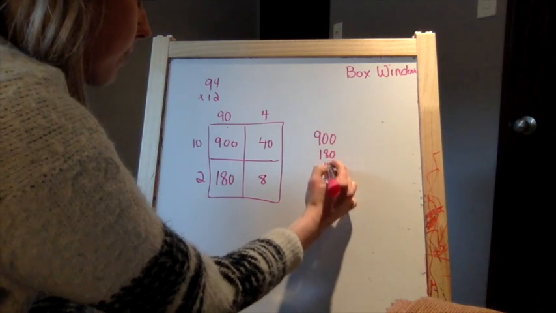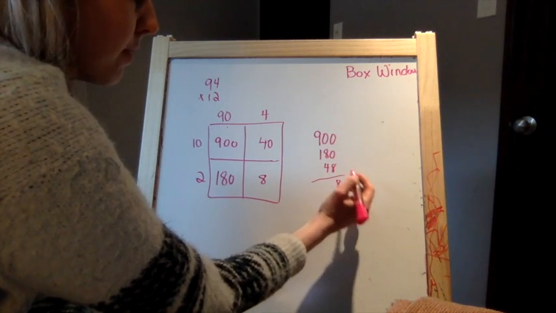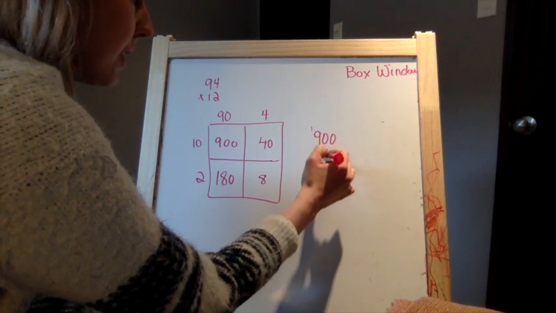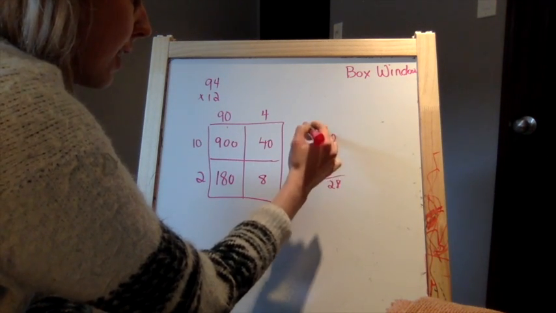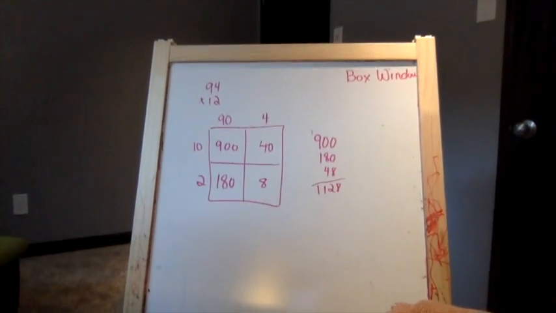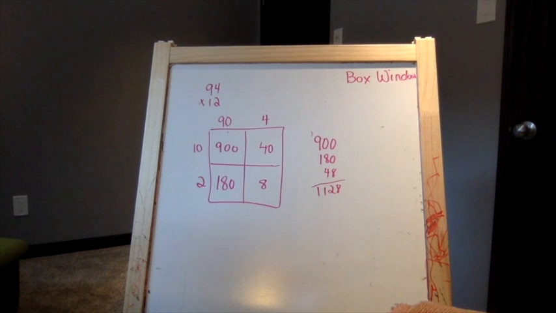So 8, 8 and 4, so that's 12, 9, 10, 11. So it's 1,128. Sorry, I bumped my camera here. 1,128.